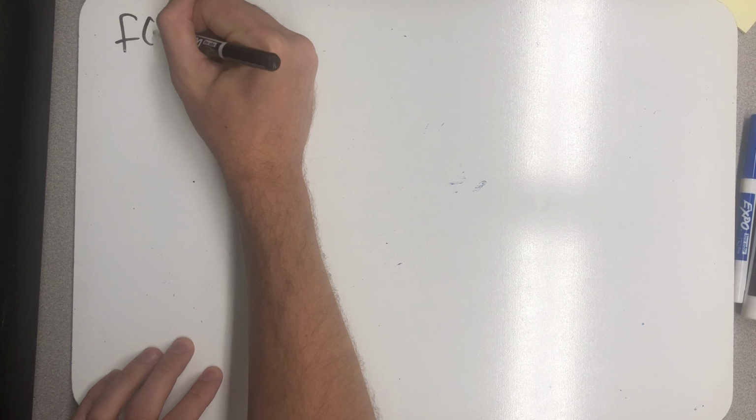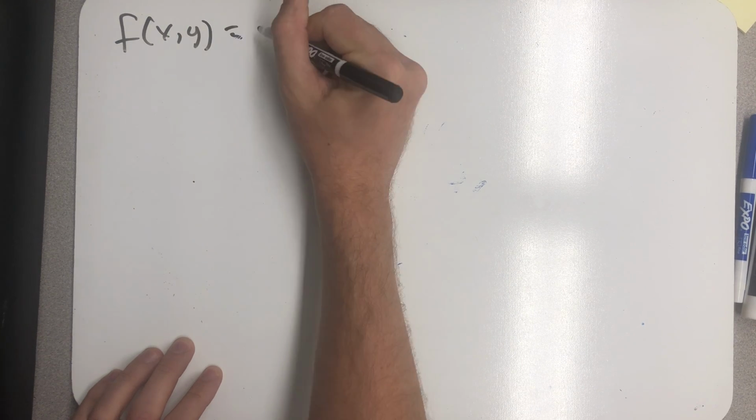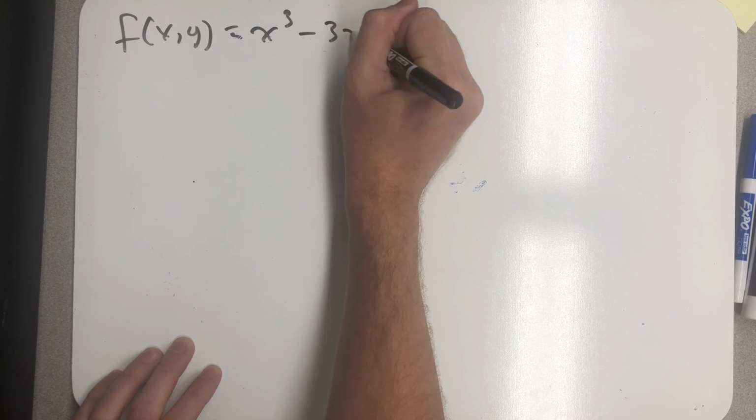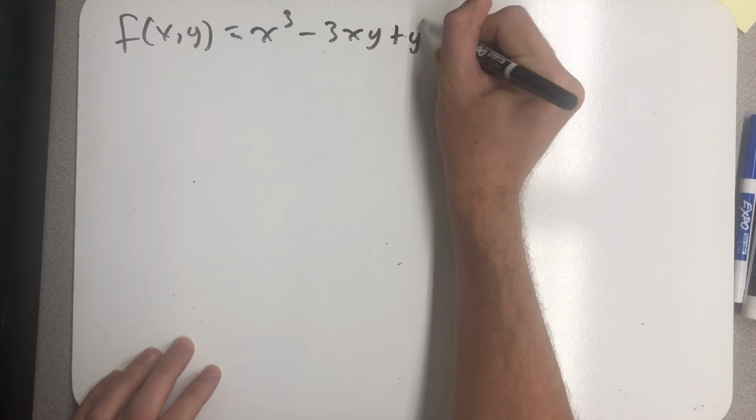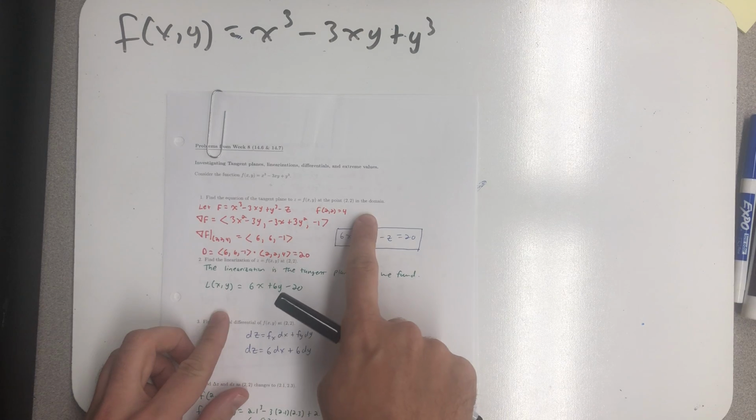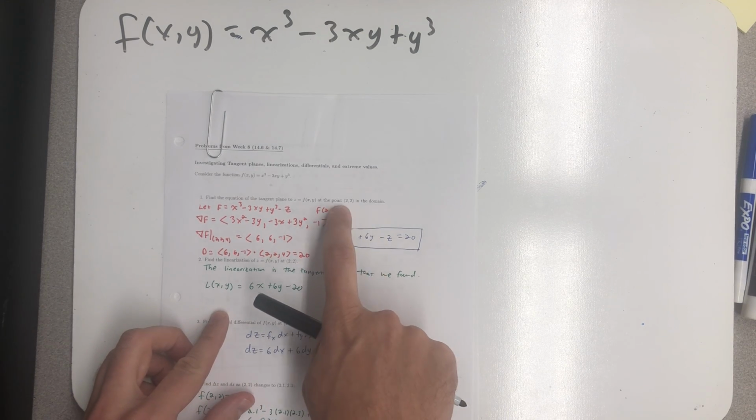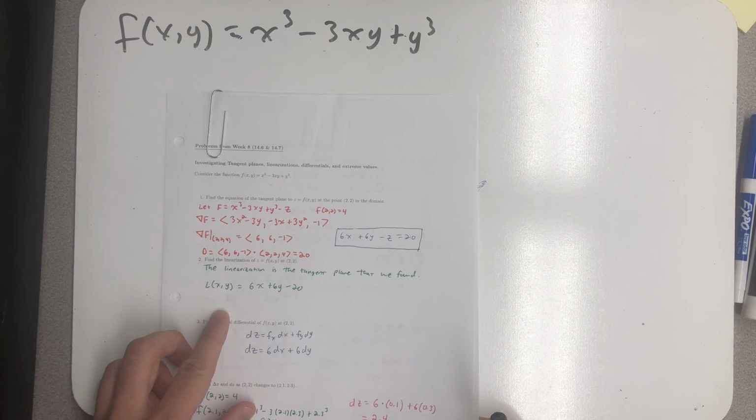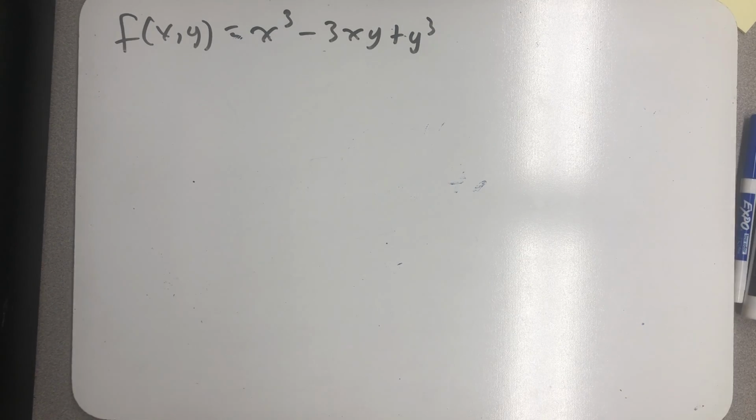I want to go through our problems from section 14.6 and section 14.7 that all have to do with the function f of x comma y is x cubed minus 3xy plus y cubed. To start, we're asked to find the equation of the tangent plane to this surface at the point 2, 2.